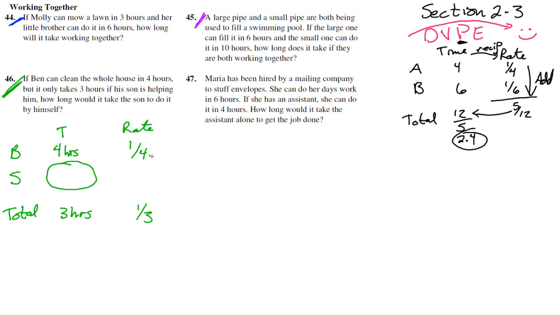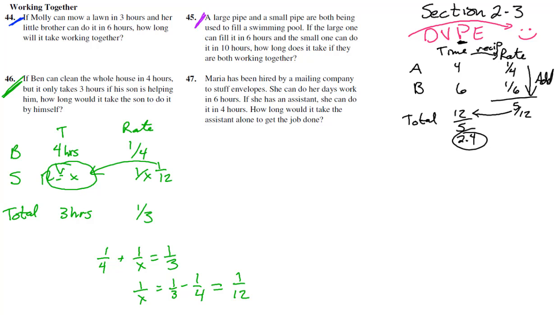Oh, that's tough. So if 1/4 plus this equals 1/3, this is actually algebra. If that's x hours that we're trying to find, that's 1 over x. 1/4 plus 1 over x would have to equal 1/3. So we could subtract them, and 1 over x is 1/3 minus 1/4. And what is that? That is 4/12 minus 3/12 is 1/12. Okay, so this is 1/12. Reciprocal, and we get x equals 12 hours. There we go. Excellent.